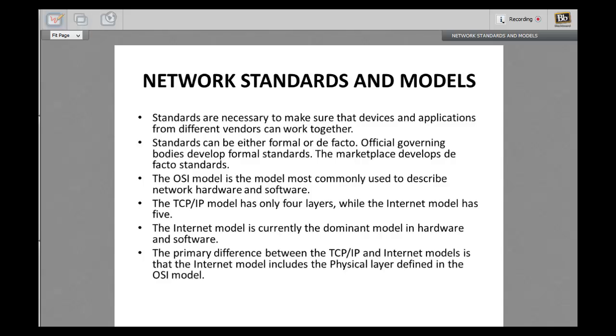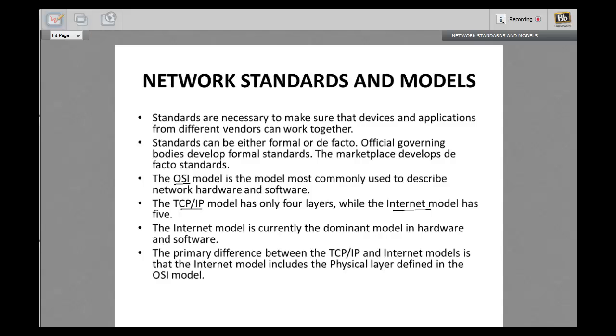So in this chapter, what's required is to know the differences between OSI, TCP/IP, and the internet model. These are 3 models, and we should know what the layers inside are. There are 4 in TCP/IP. What are they? There are 5 in the internet model. What are these 5 layers? And the OSI also has 7 layers.